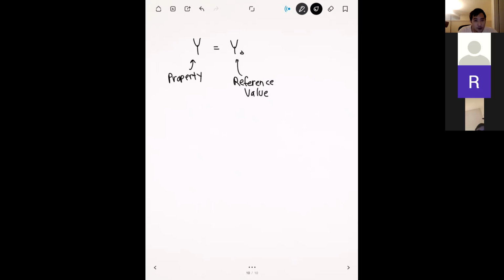This reference value is going to be different for every type of property, but thankfully we're not going to need it. It's more of a placeholder than anything. Multiplied by m, where m is the body mass, the general or average mass for that kind of species. And then we raise it to the power of b, where b is our allometric exponent.